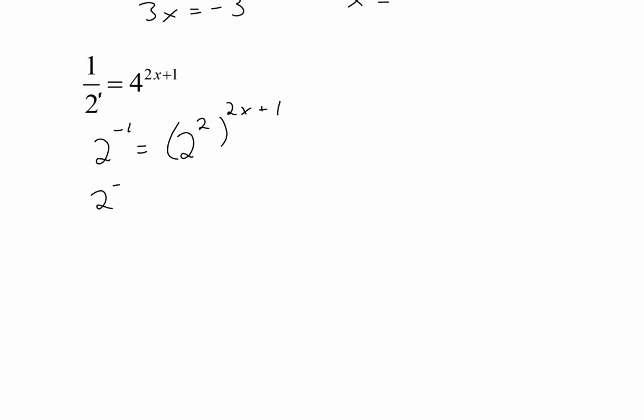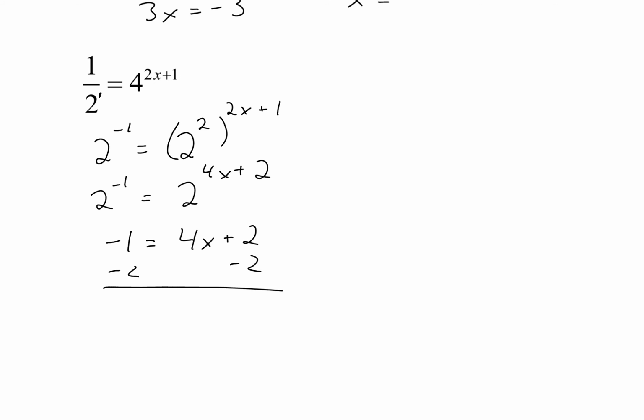So I'll leave this side 2 to the negative 1. That equals 2 to the 4x plus 2. So I write negative 1 equals 4x plus 2. Subtract 2 from each side. Negative 3 equals 4x. Divide by 4. So x equals negative 3/4.